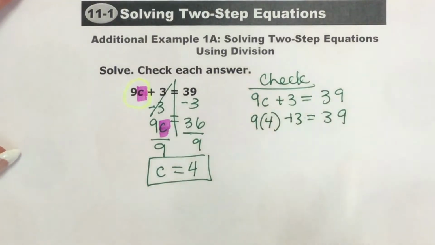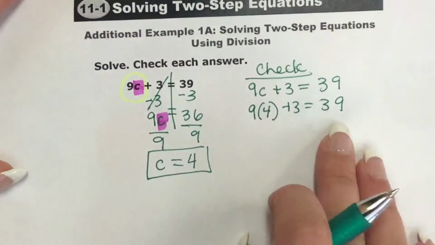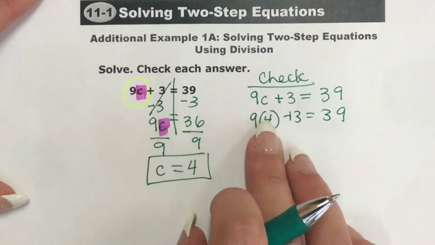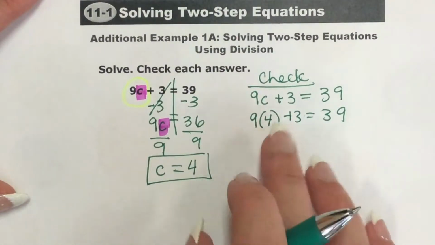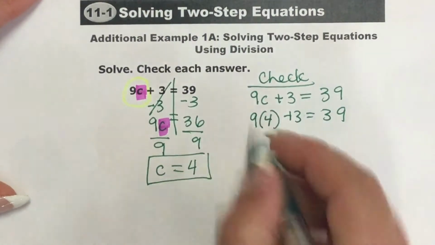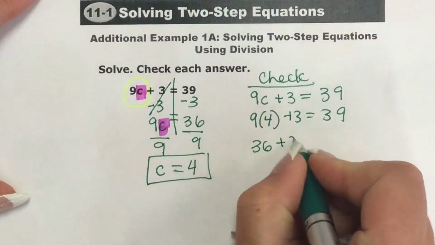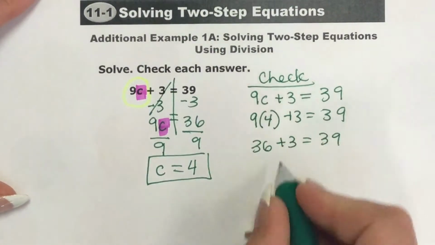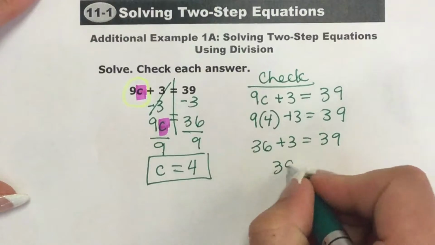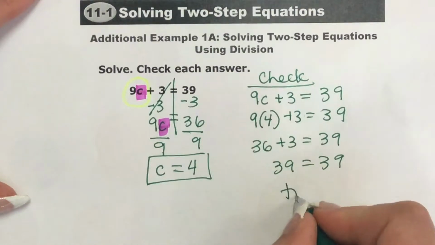I'm trying to keep these equal signs lined up and write everything nicely. So just order of operations, we have multiplication and addition. Order of operations says we have to do this multiplication first. 9 times 4 is 36 plus 3 equals 39. And then 36 plus 3 is 39. So this is a true statement. Woohoo! Okay, all right, moving on to example 1B.